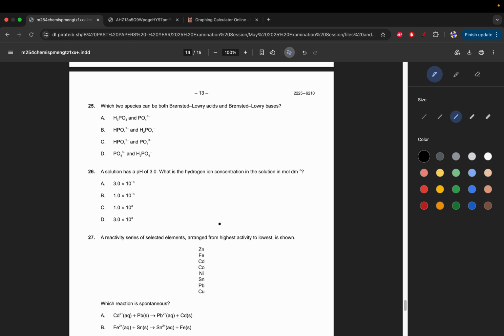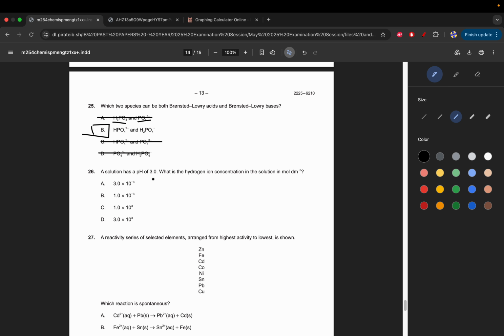Which two species can both be Bronsted-Lowry acids and Bronsted-Lowry bases? So an acid is a proton donor and a base is a proton acceptor. So it's got to be able to accept and donate. Looking at this, well, this one can donate, but it can't accept. And this one can accept, but it can't donate. So not A. And we get one here where we can. So again, this one can't donate. And this one can't donate. So we know that the answer choice is going to be B.